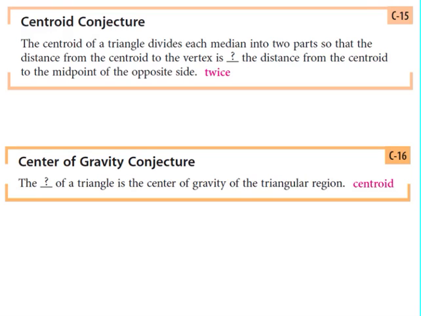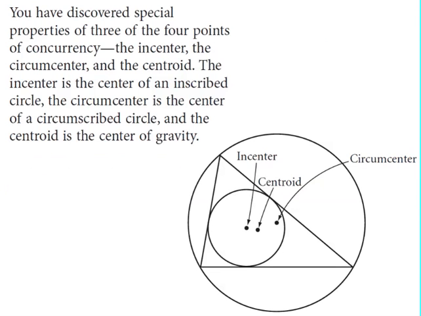All right, let's refresh and talk about a few things. You don't necessarily need to write this down. You've discovered special properties of 3 of the 4 points of concurrency: the incenter, the circumcenter, and the centroid. The incenter is the center of an inscribed circle, so I could inscribe a circle in that triangle. The circumcenter is the center of a circumscribed circle, that bigger circle. And the centroid is the center of gravity. There are some qualities about the orthocenter too, we're just not going to discuss them.